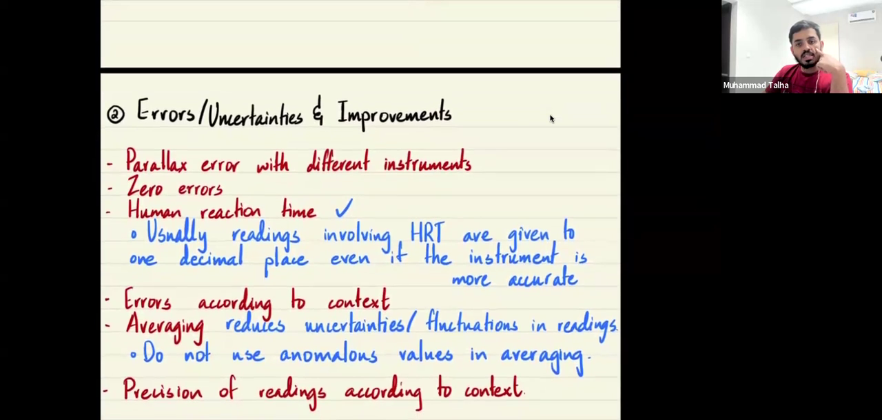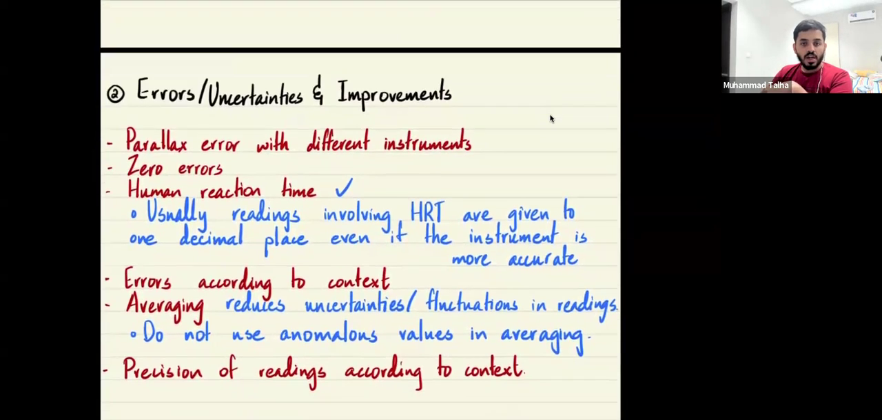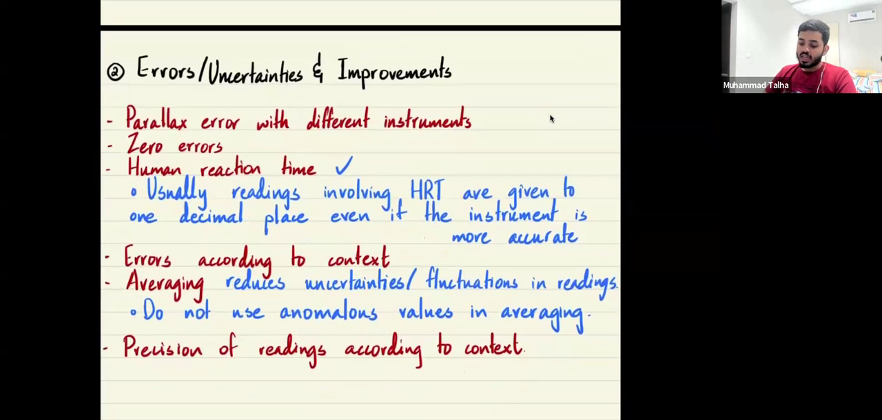Errors, uncertainties, and improvements, all of this we've done as well. So how you can avoid parallax errors with different instruments. Again, this is something which is asked time and again, and how you place your eye perpendicular to the mark being read. Zero errors are asked really sparsely nowadays.